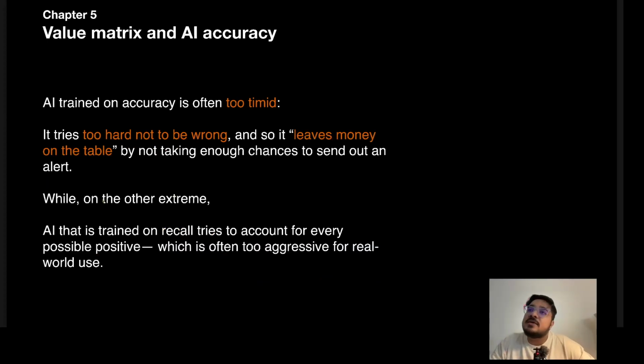While at the other extreme, an AI trained on recall tries to account for every possible positive. So when you train an AI for recall, it is often too aggressive for real world use. But sometimes, when you don't need accuracy and you want to be extra safe, you want to take some bets, then this other AI is useful.